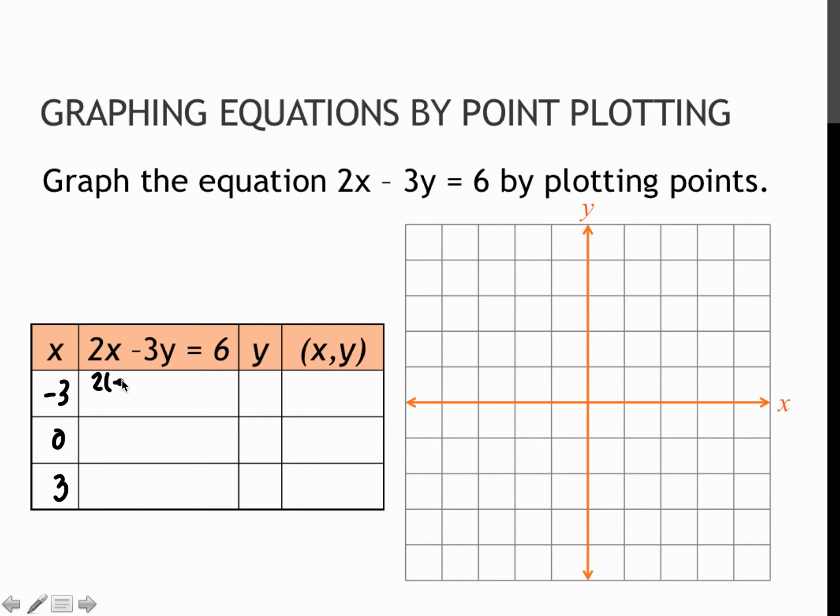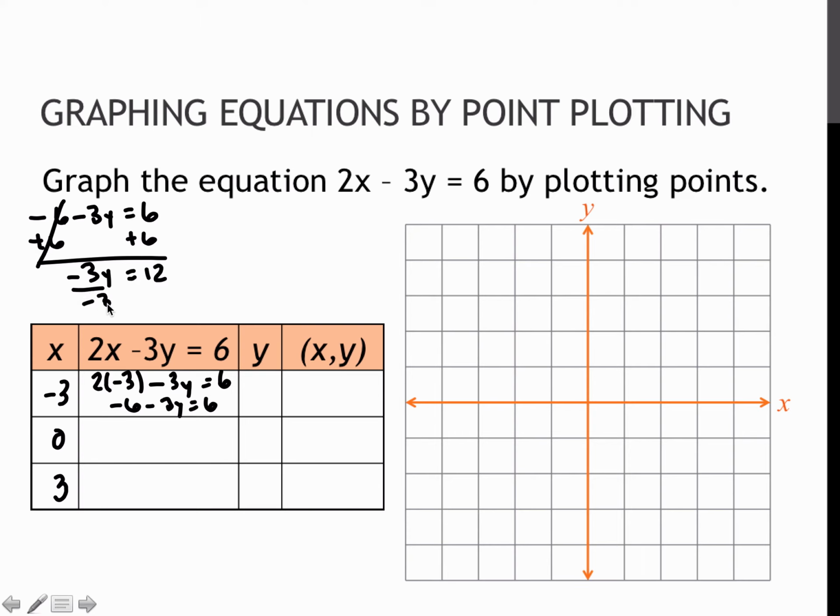So 2 times negative 3 minus 3y equals 6. 2 times negative 3 is negative 6. Minus 3y equals 6. If you need to go outside of the table, you can. Negative 6 minus 3y equals 6 is what I have right now. So I would add 6 to each side because I'm trying to get that y by itself. So negative 3y equals 12, and divide by negative 3 to get y equals negative 4. So the point negative 3 comma negative 4 is a point on my line.